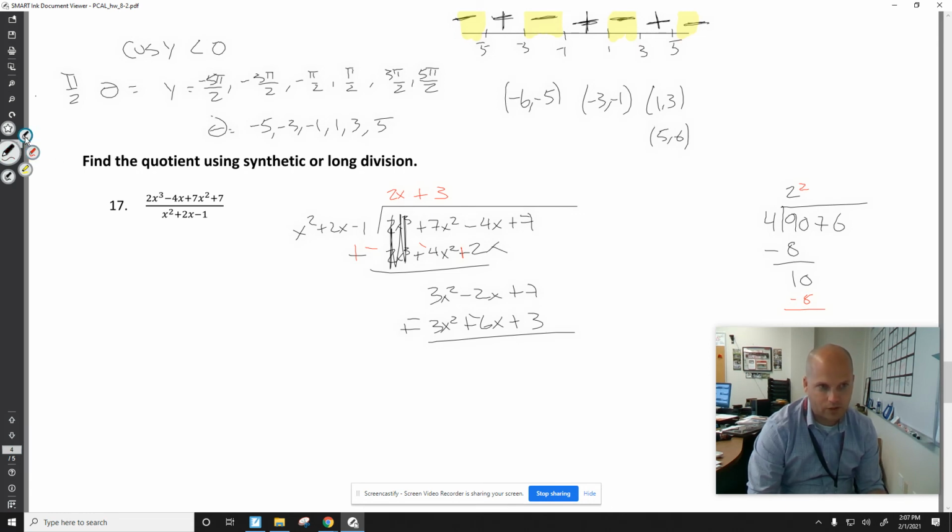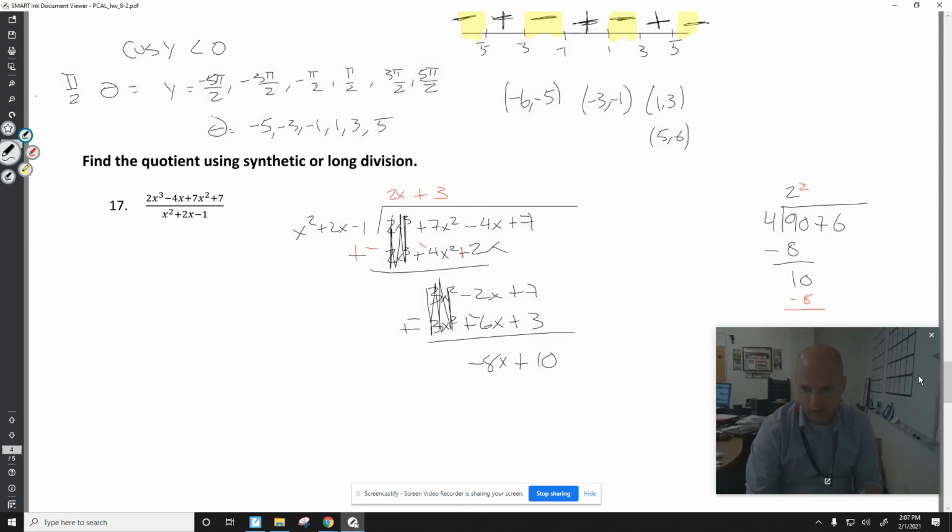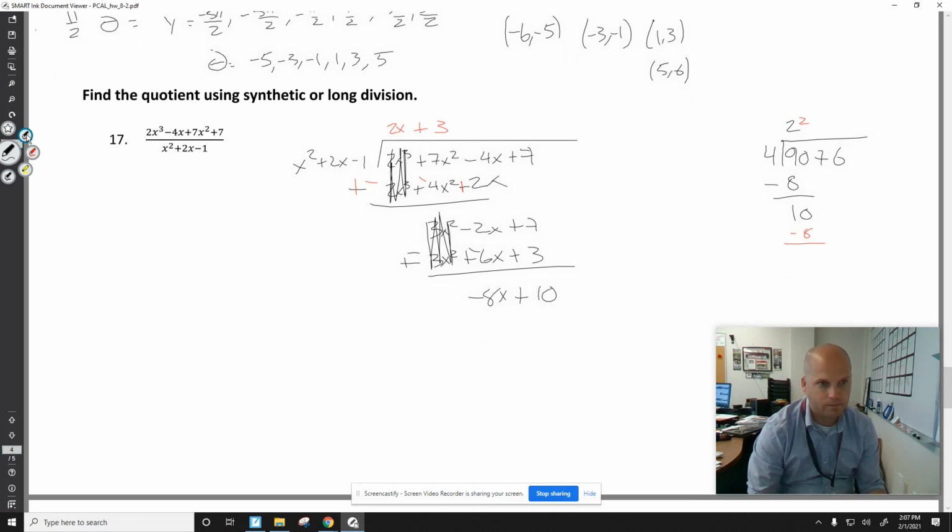The 3x squareds are gone. This is negative 8x, and this is going to be plus positive 10. That doesn't go into this at all. Okay, so we have a remainder. We're going to have a remainder over here, at least I think. Okay, so this is like 2.